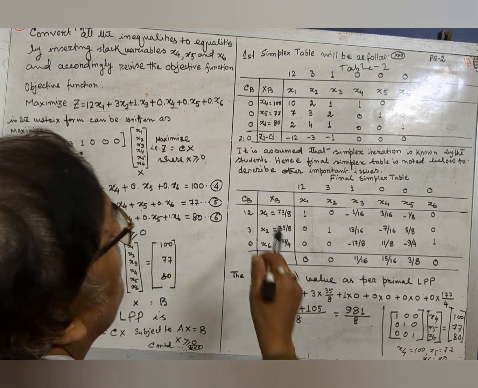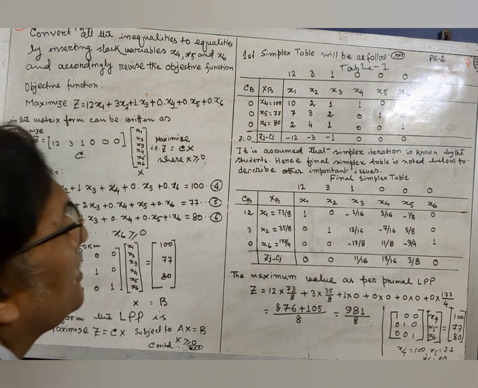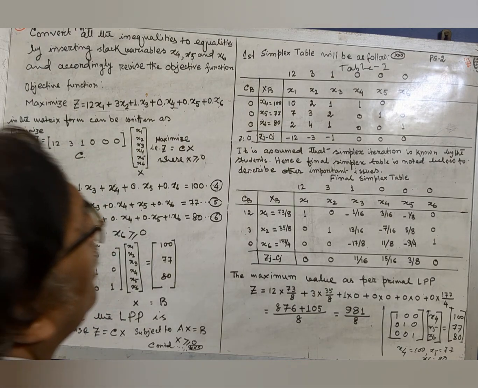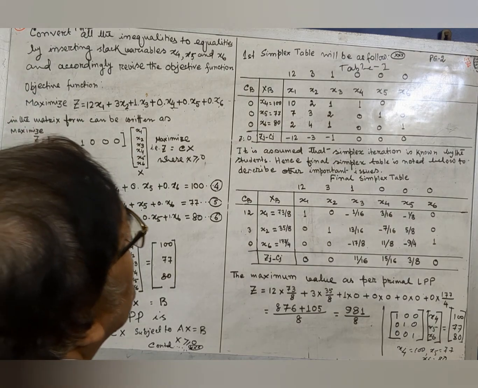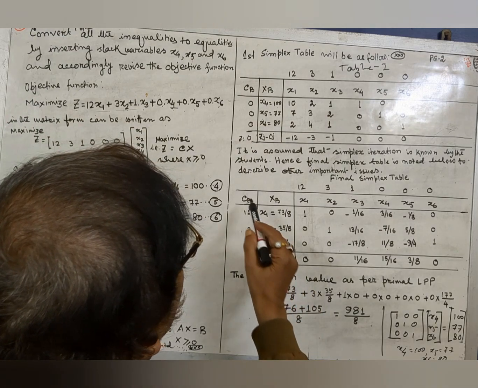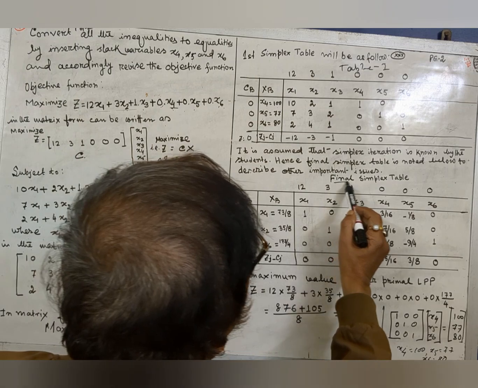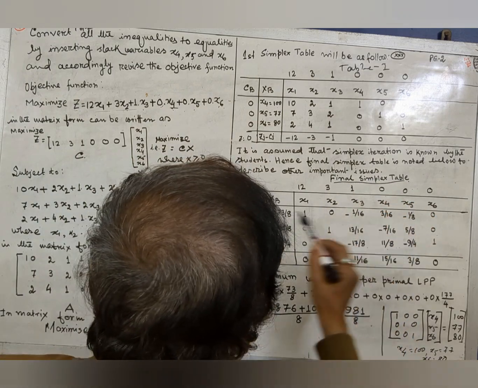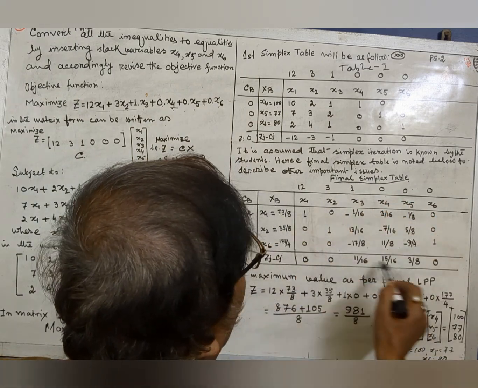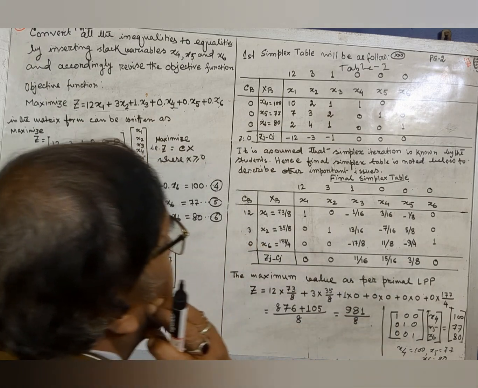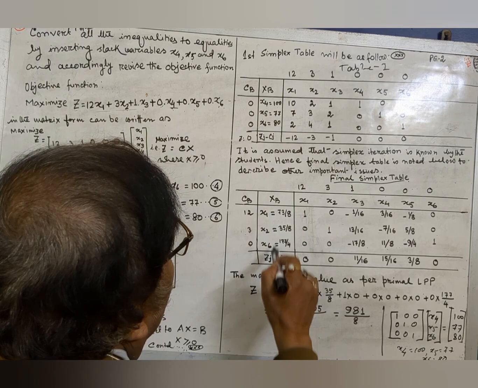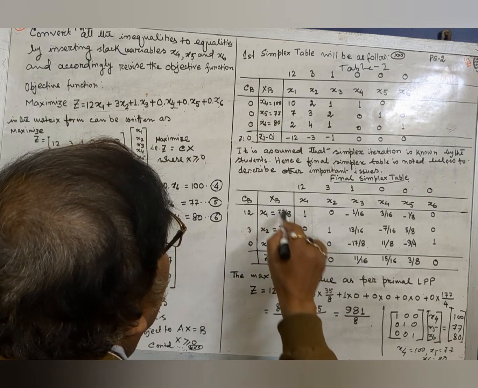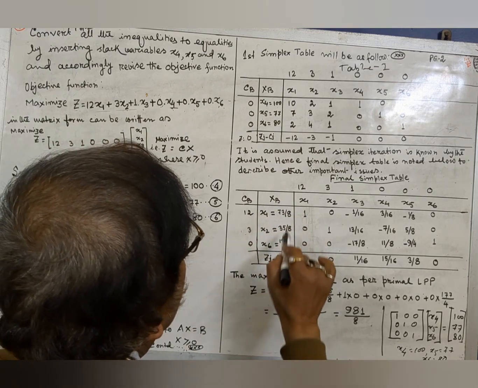That's why I am assuming that the students are aware of how to solve the simplex iterations, and by that, this is the final simplex table for this problem. You can try yourself, this is the final simplex table. Actually this is the solution. In this box you will get the solution of the problem.